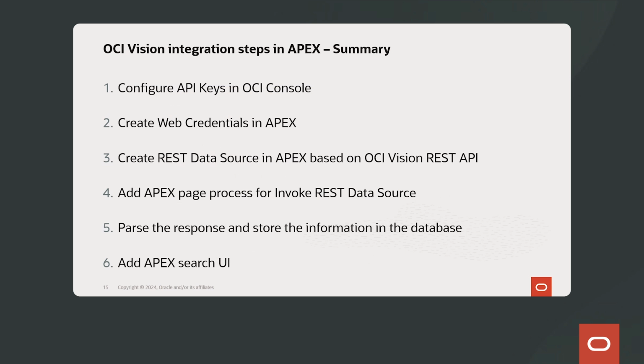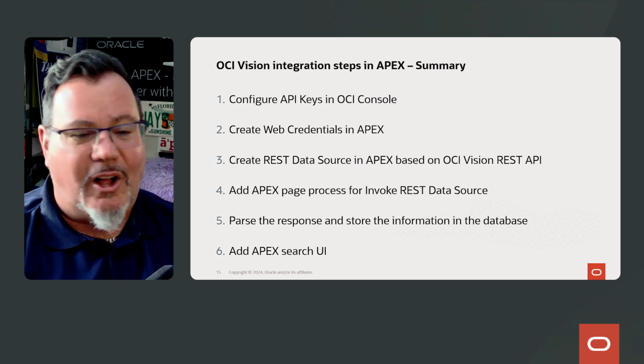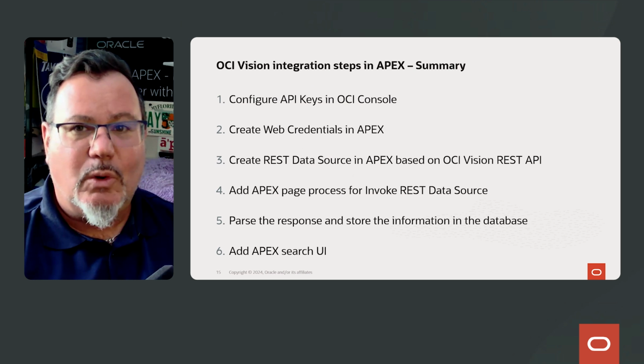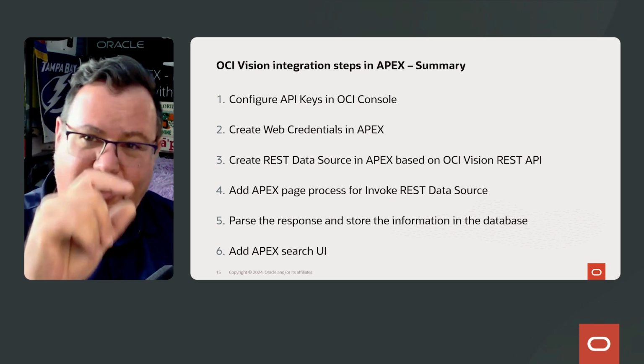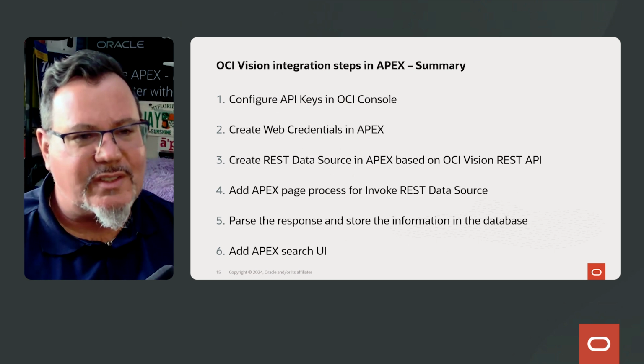So check, we did all of these things. We configured our API keys. We created web credentials. We created the REST data source. We added an Apex page process to invoke that data source. We're parsing the response and storing the information in the database. And we've added Apex Search UI to the page. All that came together quite literally with almost no code at all and just a couple little bits of snippets of low code to process the data.